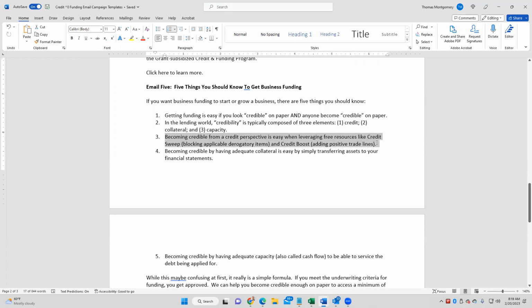And of course, credit sweep blocks applicable negative items and boost adds positive trade lines. Fourth, becoming credible by having adequate collateral is easy by simply transferring assets. So again, I have clients frequently that'll come to me and say, well, this isn't going to work. I don't have any assets. I don't have anything to pledge as collateral. Well, no problem. We will transfer assets to your financials to provide collateral. And we do that free now through the credit and funding program.